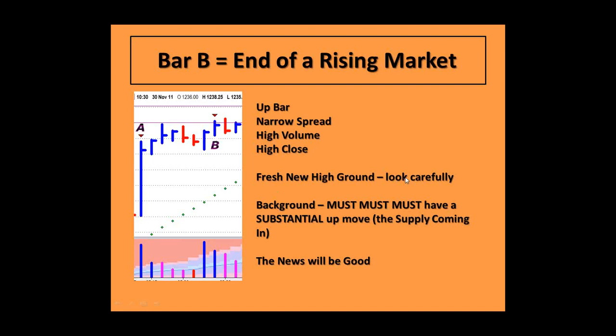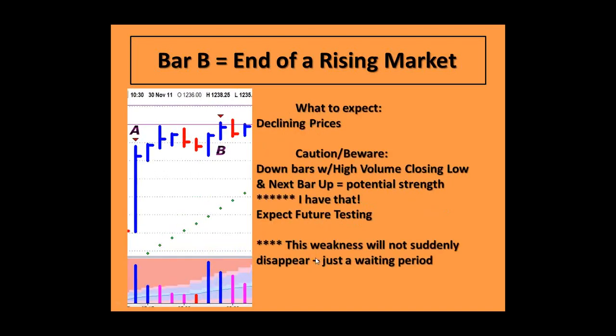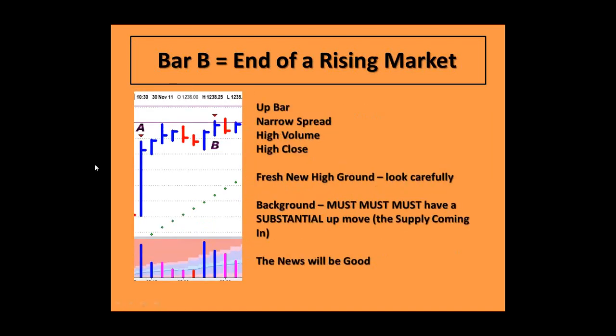I am into fresh new high ground, and I looked carefully. When I had this, I went back 100 bars. I am into fresh new high ground. That makes this a pretty strong signal. I've confirmed that piece of it. In the background, it literally says in the dialog box, and I'm emphasizing it, you must have a substantial up move behind you. Now I'm identifying that up move behind you as the supply coming in. It's also on a news event.